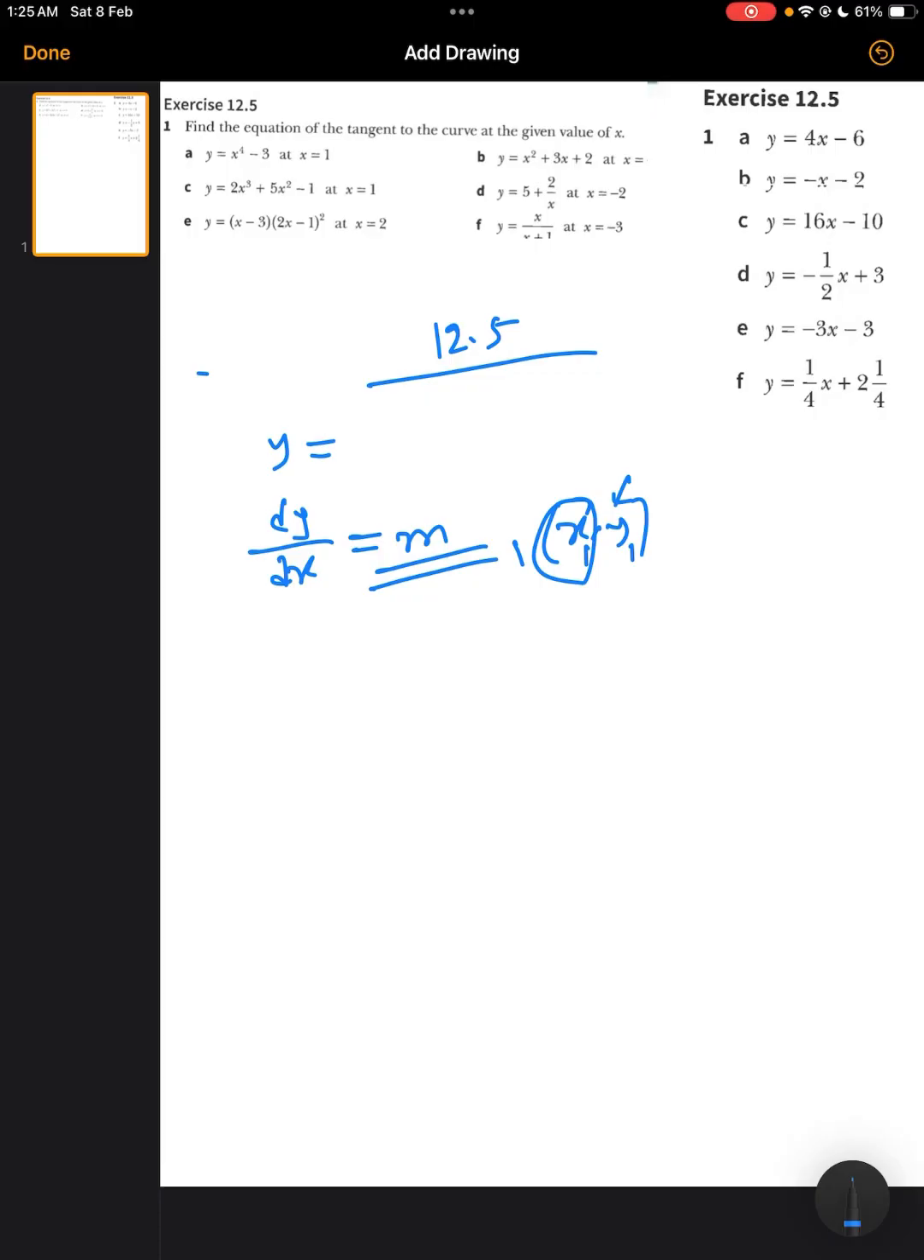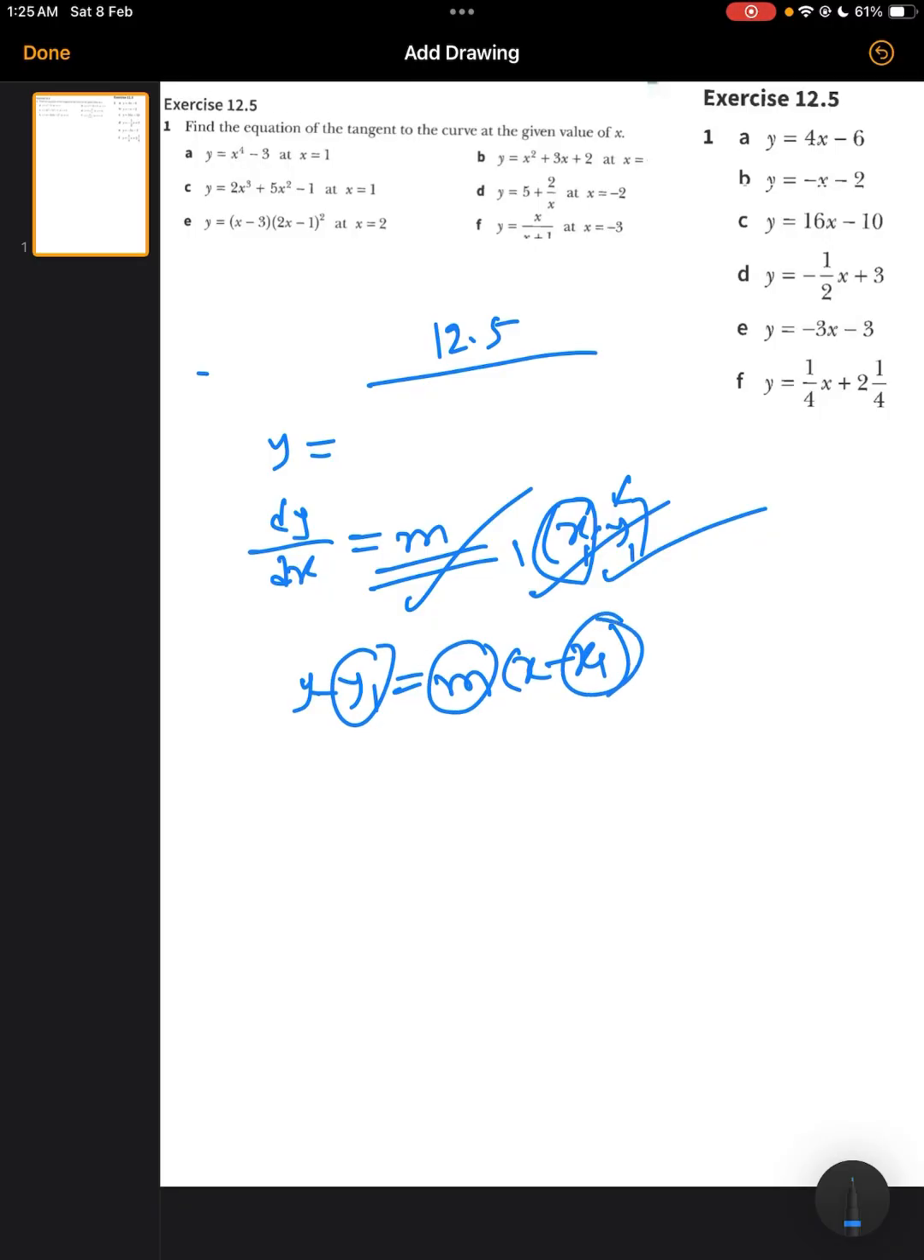Now when we take these three values into account, like gradient m, x1 x coordinate, y1 y coordinate, the formula for the tangent would be y minus y1 is equal to m times x minus x1. We'll input the value of m, we'll input the value of y1 and x1. Here y and x would be variable.